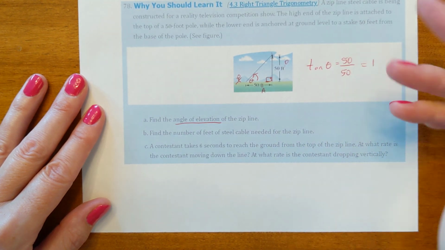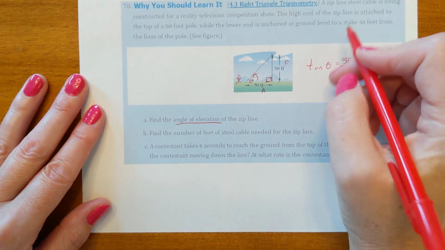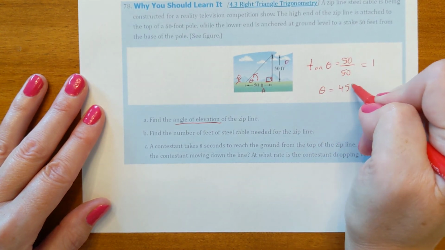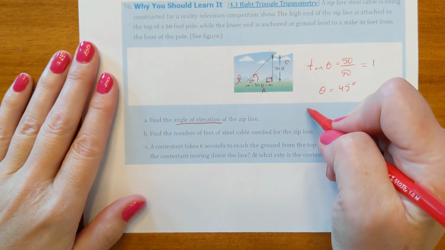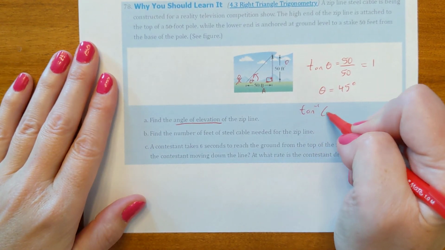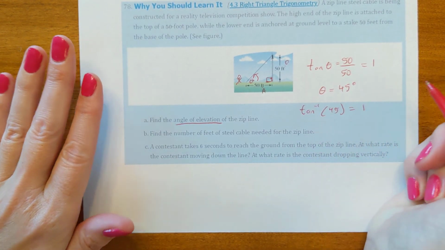opposite over adjacent, which is 1. And again, if you memorize your unit circle, you'd know that makes theta equal to 45 degrees. If you didn't memorize it, you could look at a unit circle to find it, or you can do second tangent, the inverse tangent, on your calculator of 1, and it'll give you 45.